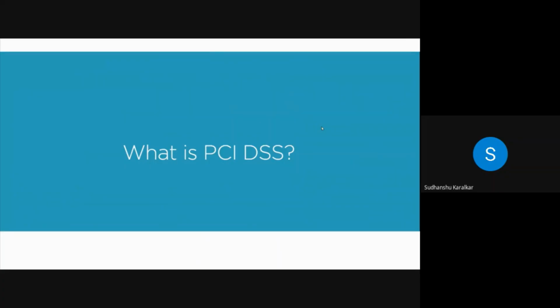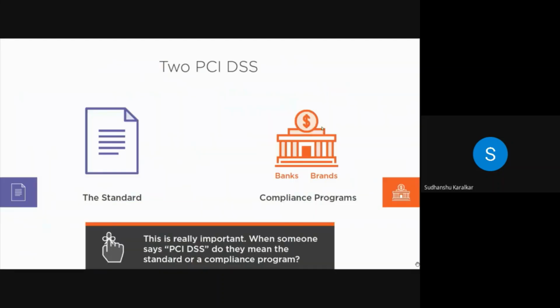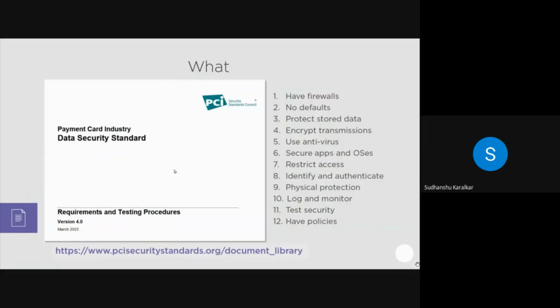What is PCI DSS? When somebody talks about PCI DSS, you need to realize what they are talking about. Are they talking about the standard, or the compliance program? The standard is represented by this blue icon, and the compliance program, which we will take up later, is represented by this orange one. When you talk about the standard, we are talking about this particular document.